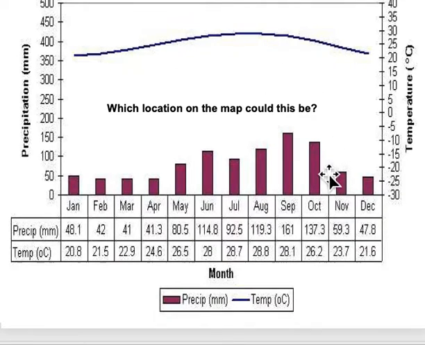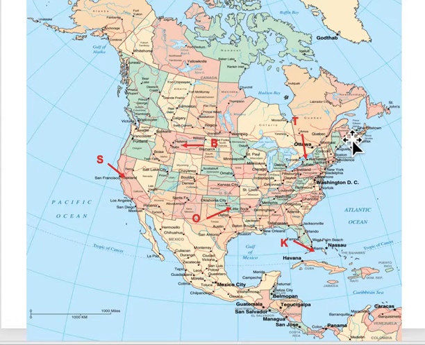Then I can look at the precipitation bars, which are here, and I notice that the months in the winter, January through April and even November, December, are lower precipitation, fairly dry. And then here in the summer and early fall has higher precipitation. So now the question is, where might that climate be?